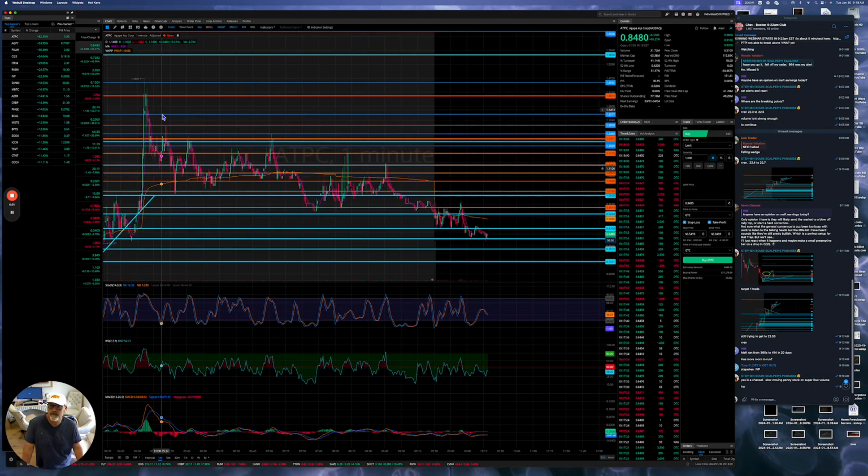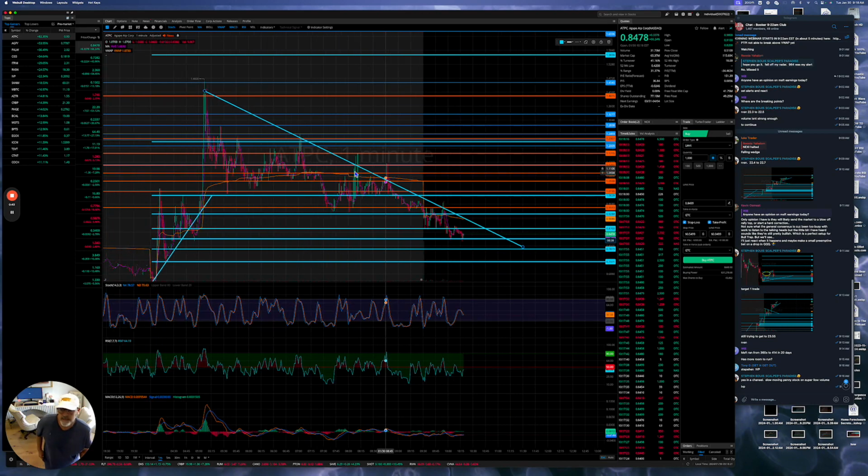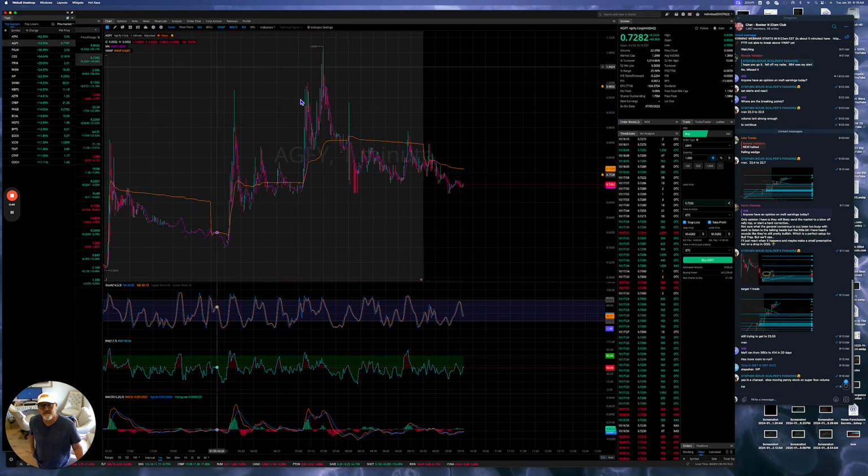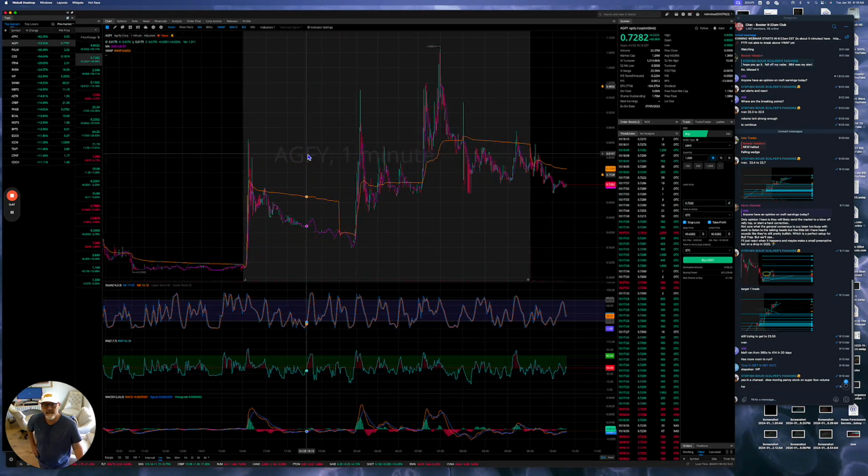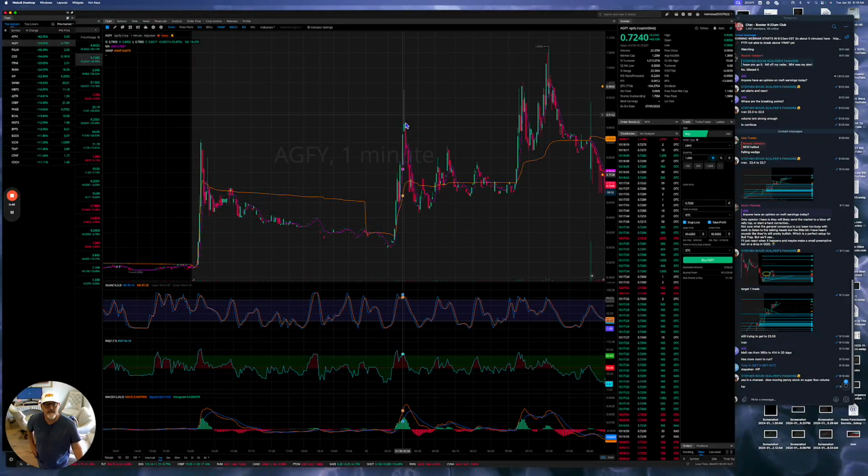So what you're doing when you break it down, you just start drawing trend lines when they start hitting. I usually like this angle. You'll see that it kind of works. Here's a little break. That's the exact same trade right here, just a very small amount. But it's broken down. So I'm just going to go to AGFY. Same thing. Went up, broke down, went up, broke down.